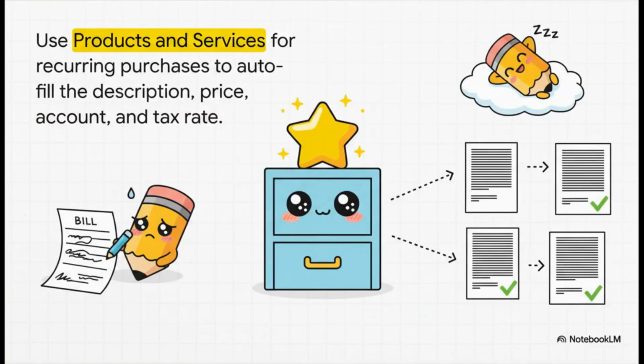And here's a fantastic pro tip for you. If you buy the same things over and over again, set them up in Xero as products and services. Then, the next time you go to enter a bill for that item, you just select it, and bam! It autofills the description, the price, the account code, and even the tax rate. It's a huge time saver, sure, but even more importantly, it keeps everything consistent.